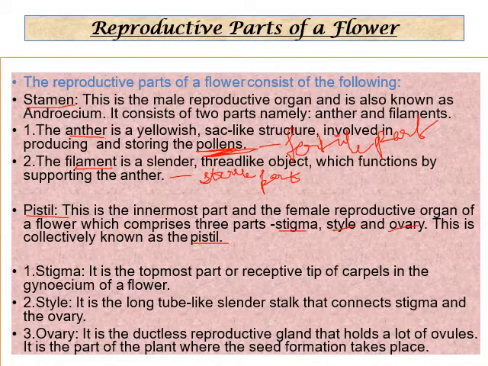So this is all about the reproductive parts of the flower. Among those reproductive parts, we have talked about which part is fertile and which part is sterile. So remember all these things. These are very minor things, but they are to be remembered by you. Now moving towards the next.